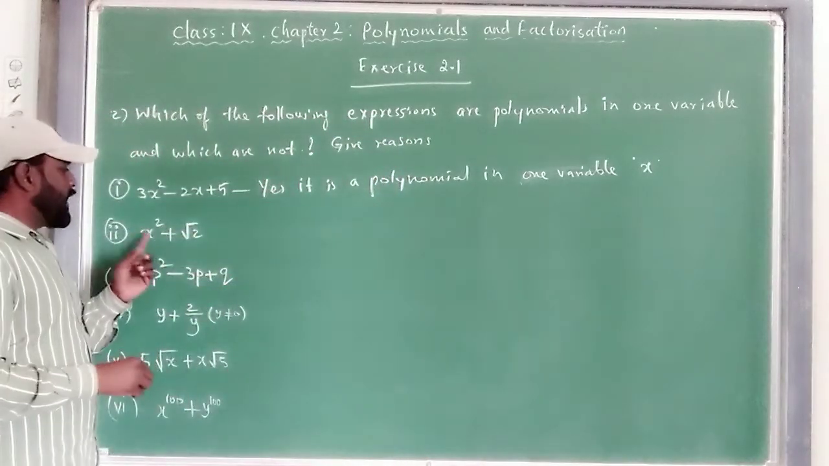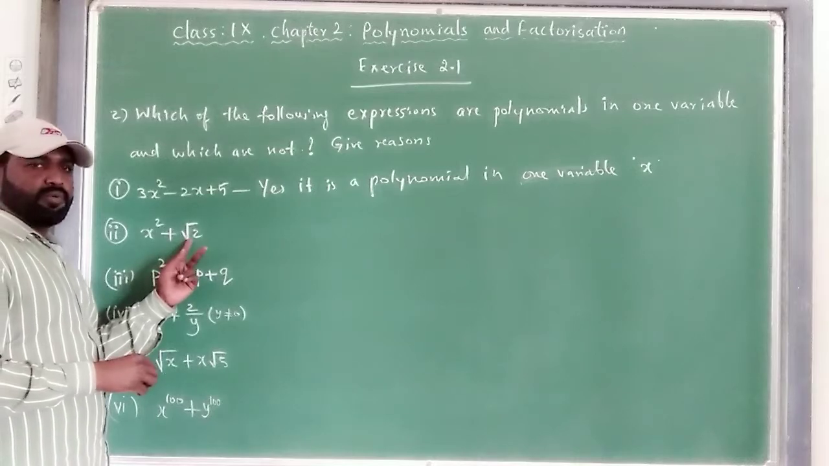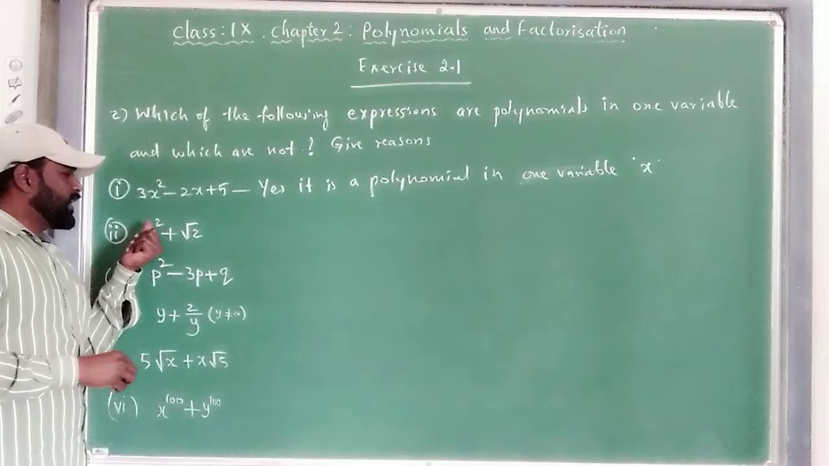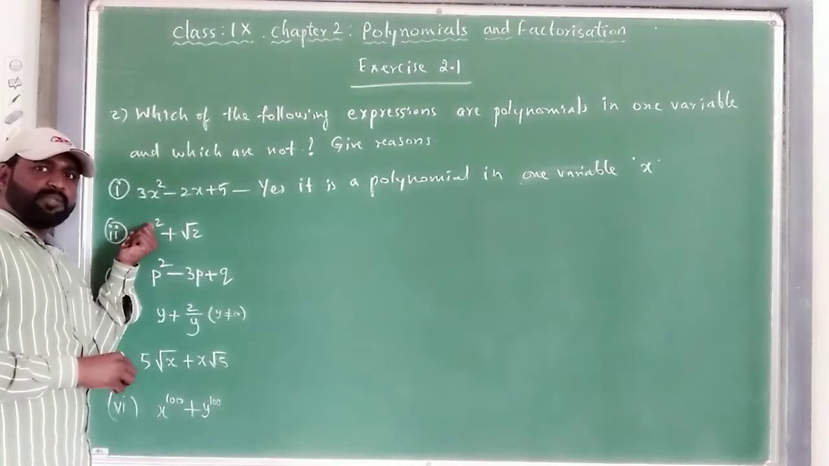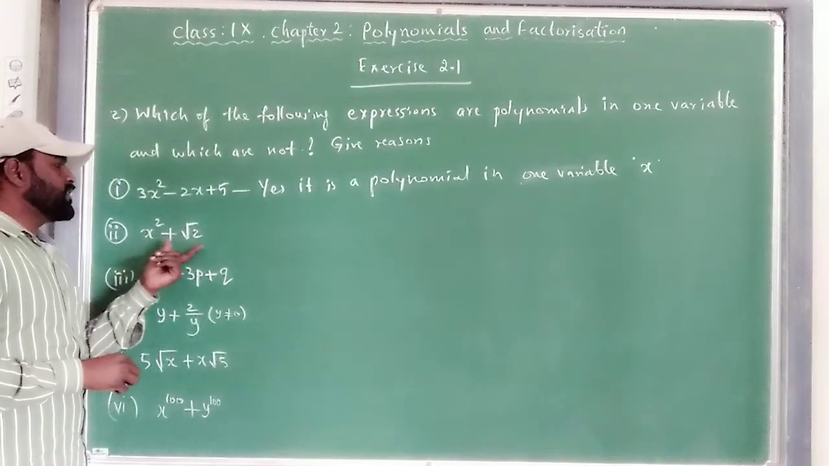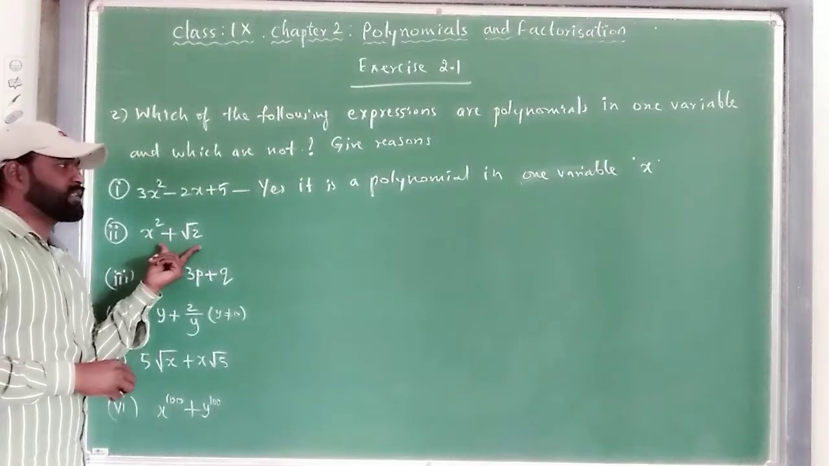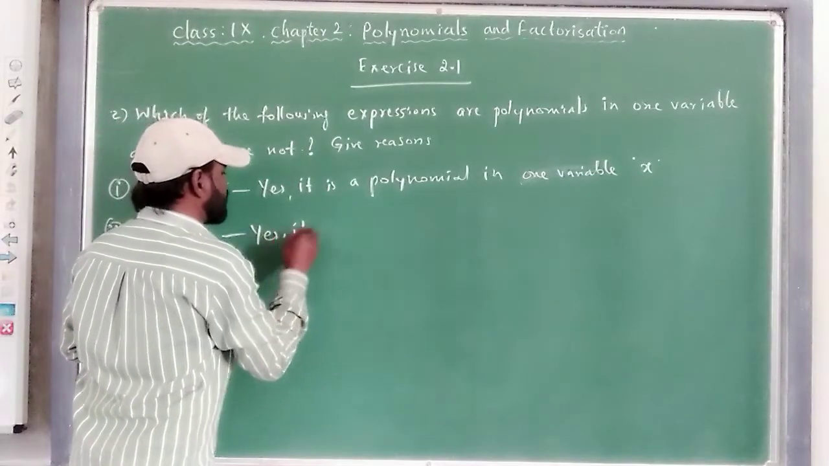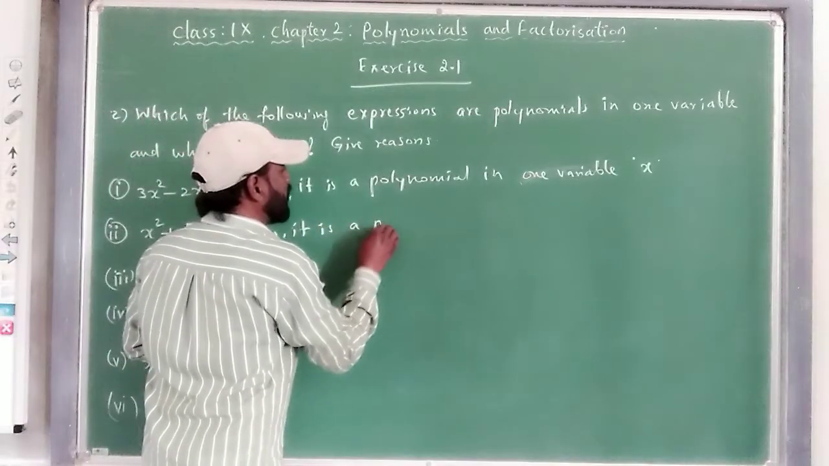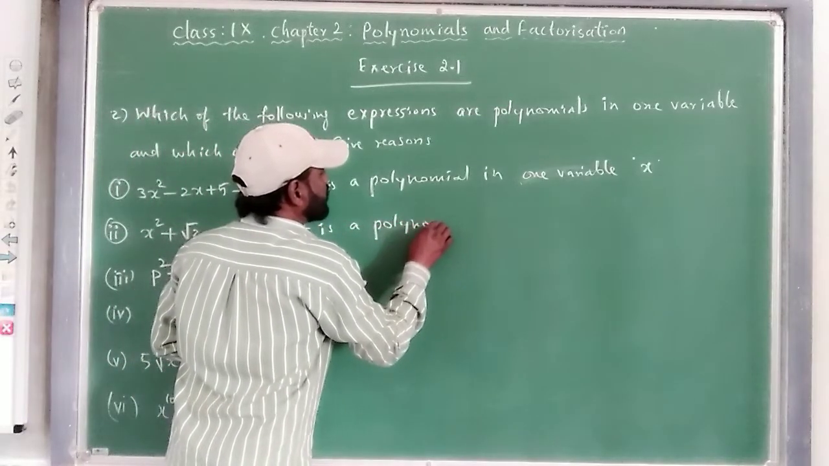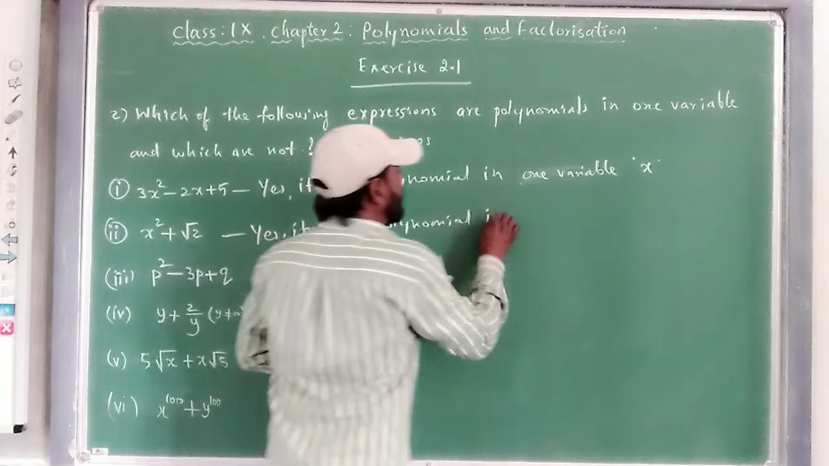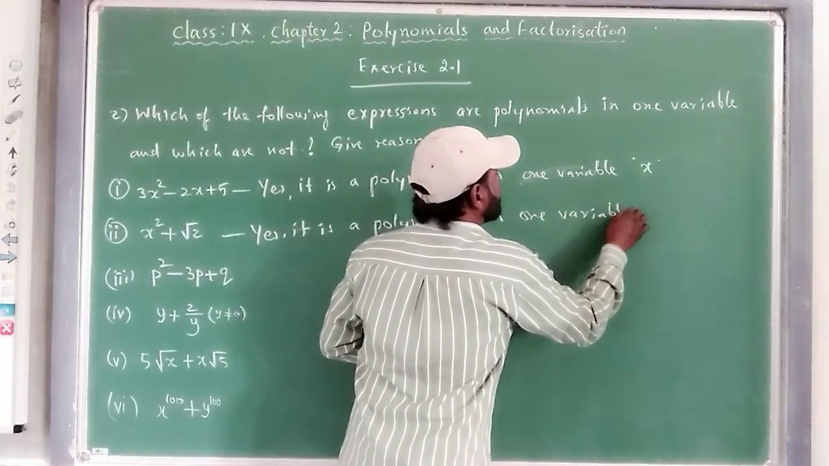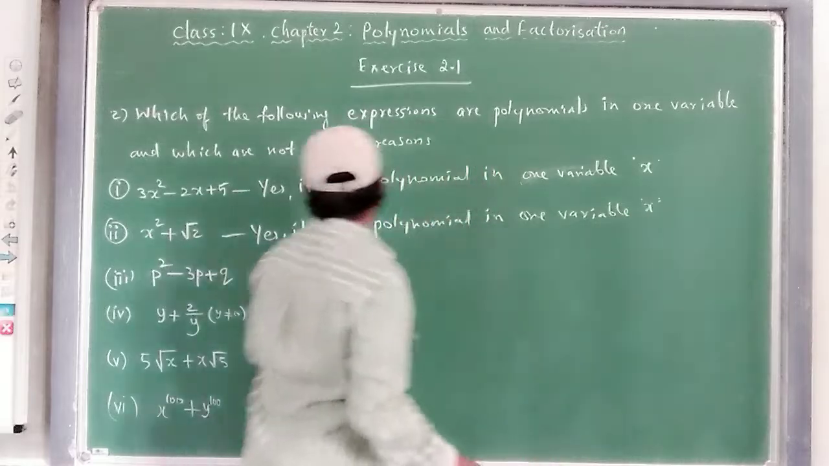So next one, x square plus square root 2. X square. What is the variable? X is a variable. The degree of the variable is 2, which is positive integer. And there is no other variable involved in this expression. So it is also a polynomial. Yes, it is a polynomial in one variable, in one variable x.